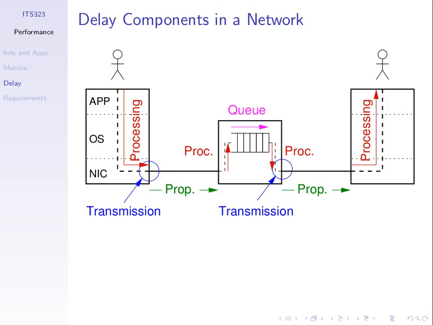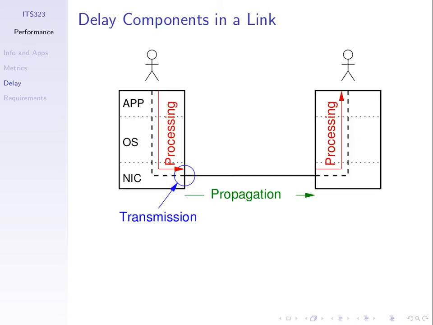Once it's the data's turn to be sent, it's processed briefly, transmitted across the second link, propagates, and is processed at the receiver. So when we have intermediate systems, we may also have queuing delay. With just a link, usually there's no queuing delay. Queuing delay usually occurs just in intermediate systems. In theory it could, but it's very unlikely. We will not consider cases where it does.